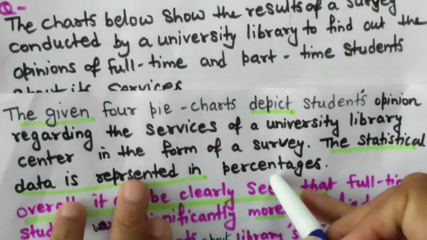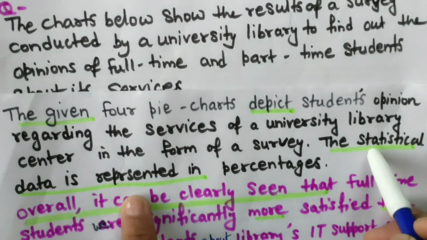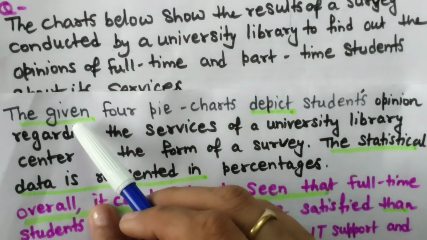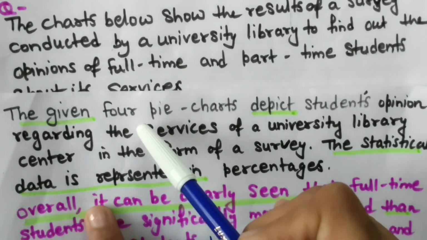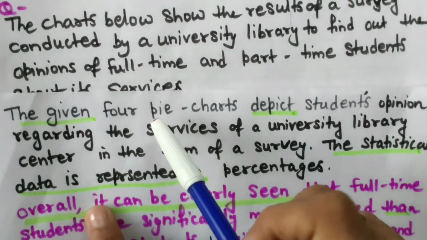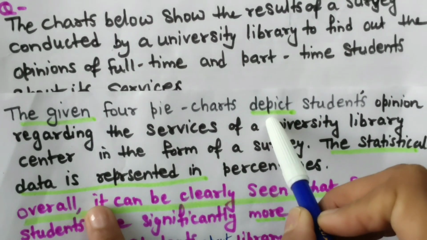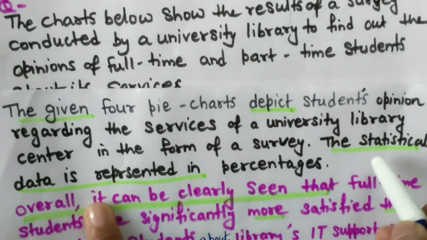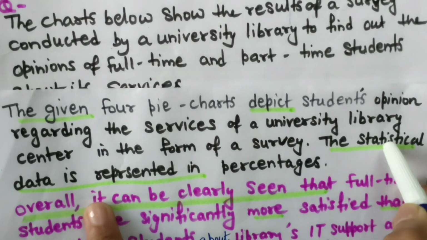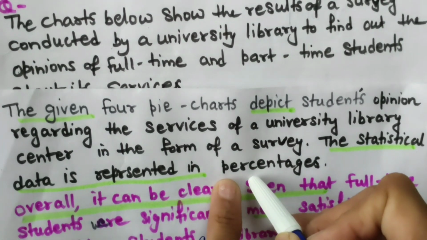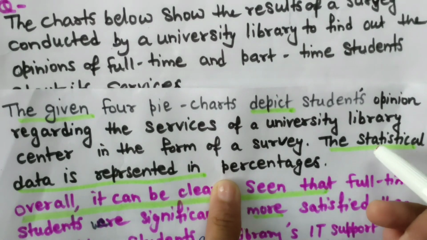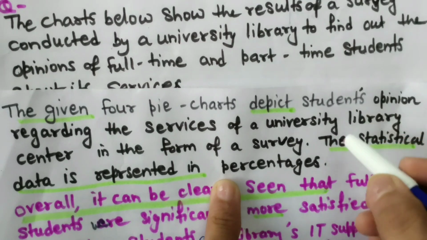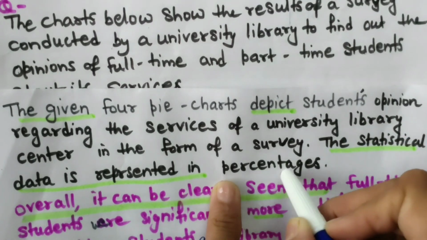represented in percentages. So this green line whatever I have given, you can use it as a template in every writing task one. The given map, the given bar graph, depict, illustrate, anything you can write, but this line is also important: the statistical data is represented in percentages. If it is something else, kilowatt or megawatt, something like that, then you can change this word here.